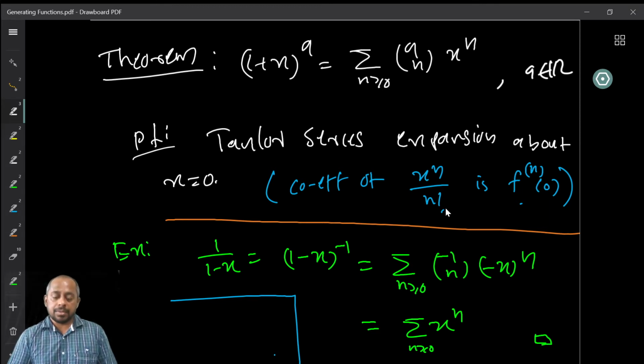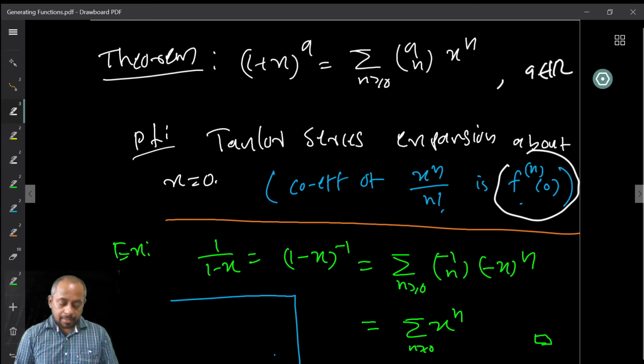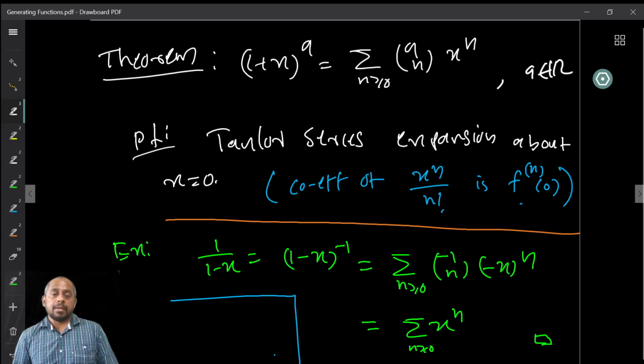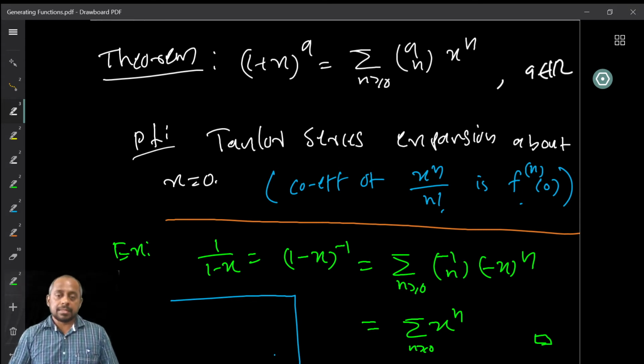Because when you take the Taylor expansion, you take the derivatives, your n factorial is going to come out. So what we want is precisely to show that this by n factorial is basically a choose n, and then you will get your result. Okay? So just do that.